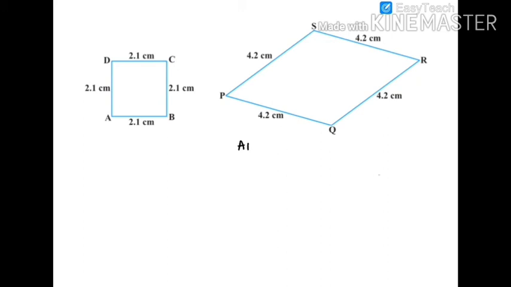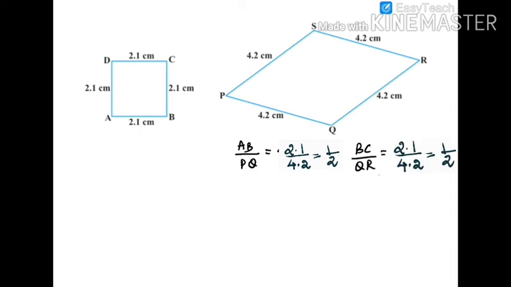So AB upon PQ is equal to 2.1 upon 4.2, which is equal to half. BC upon QR is equal to 2.1 divided by 4.2, which is again half. So we can clearly see that if we find the ratio of other two sides, we will get the same result. So all corresponding sides are proportional.